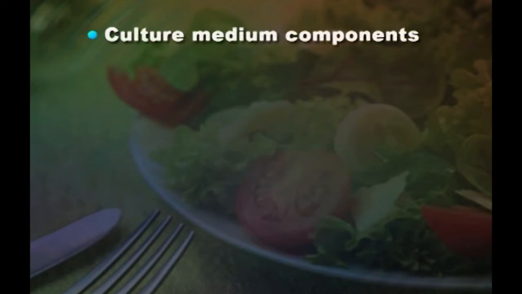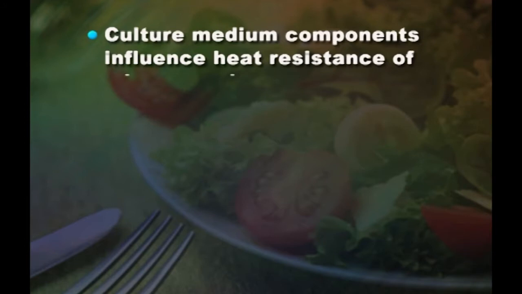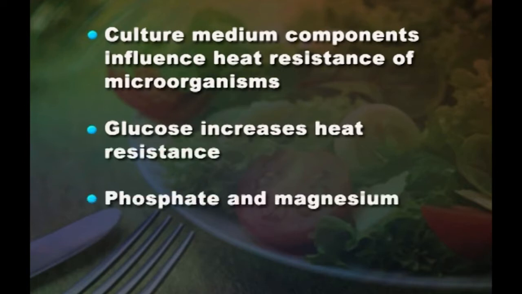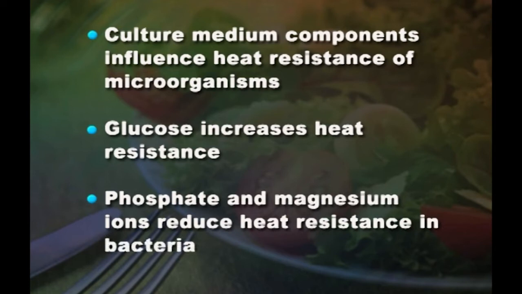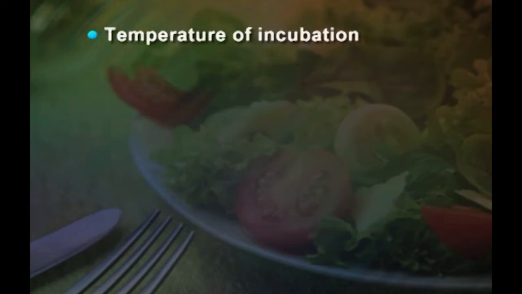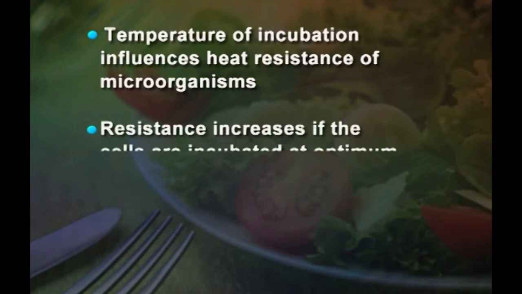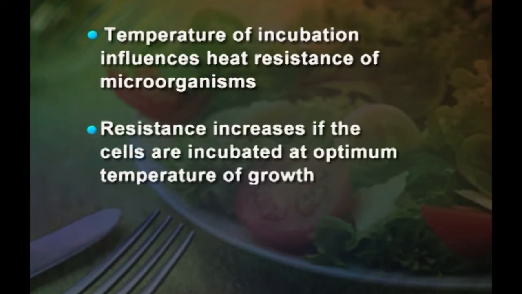Culture medium components influence heat resistance of microorganisms. Glucose increases heat resistance. Likewise, phosphate and magnesium ions reduce heat resistance in bacteria. Temperature of incubation influences heat resistance of microorganisms. Resistance increases if the cells are incubated at the optimum temperature of growth.